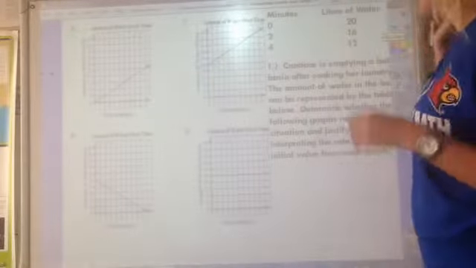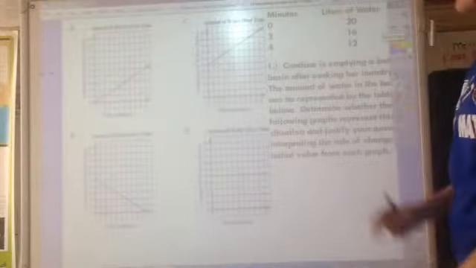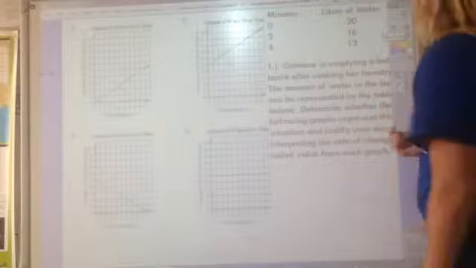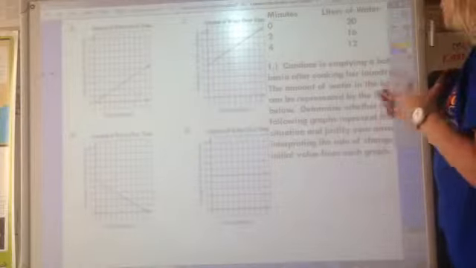All right, so there's a lot of things going on here. I have graphs, I have tables, I have a scenario. But what we're interested in is, again, working with our table and our graph. So I'm going to go ahead and read the scenario to you.